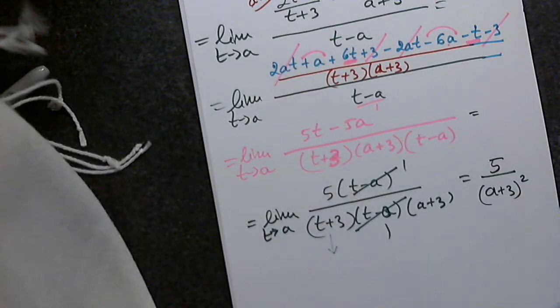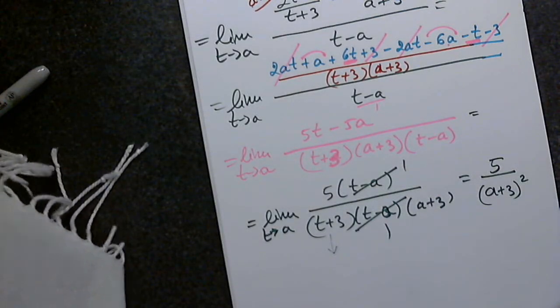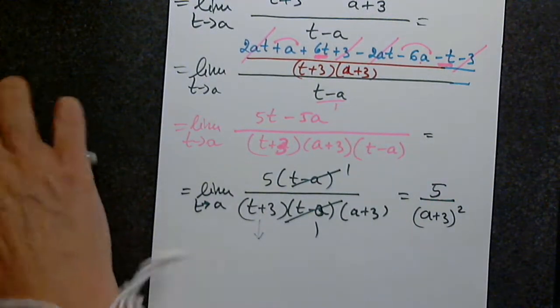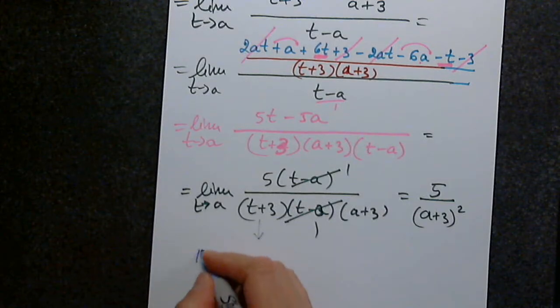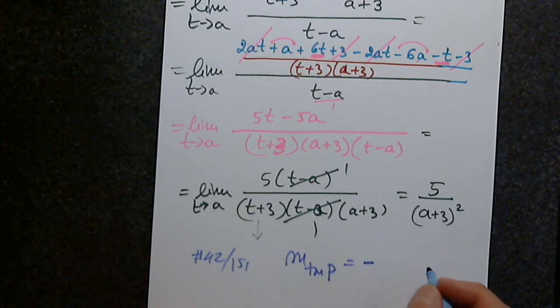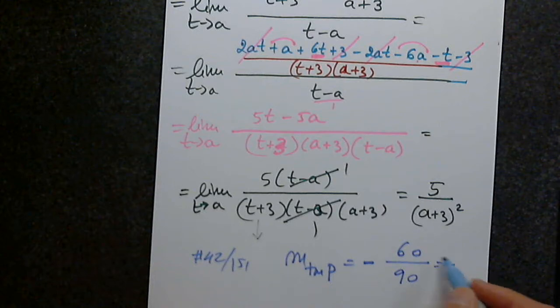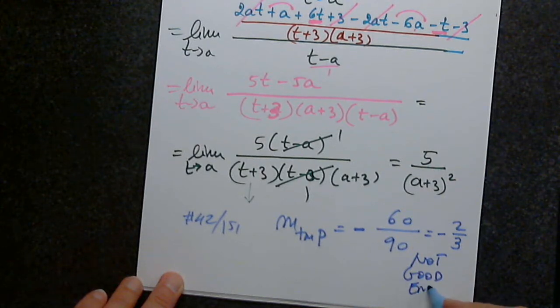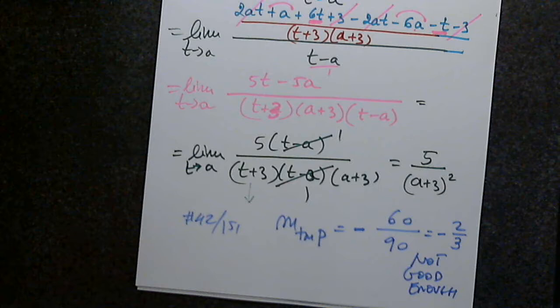So the rate of change for problem 42, page 151: the slope of the tangent line at P is negative, and we said 60, rise over run, and we found it to be 90, correct? Right. So this is negative 2/3. Not good enough. Why? It doesn't have a measurement unit.